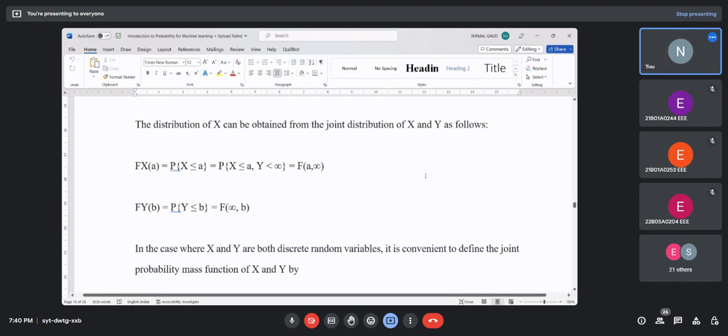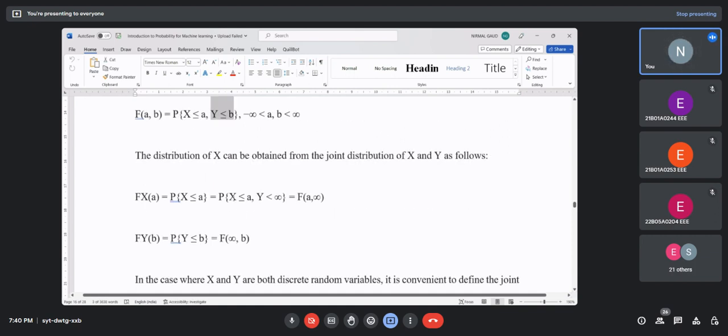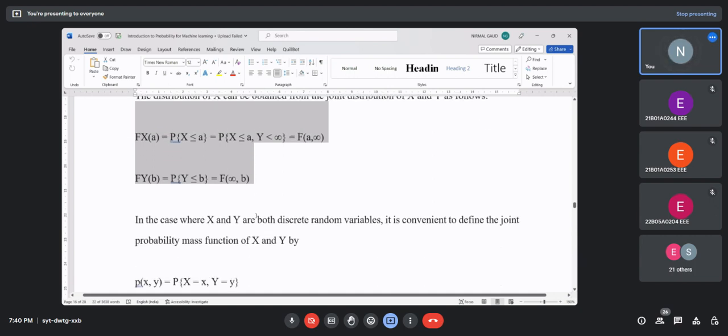Okay, F of infinity, b. So I'm considering here a, infinity, so it should be here infinity, b, because overall your x is less than or equal to a, y is less than or equal to b. So that's what I considered, x less than a, here I considered y less than b, and this is how I distributed for both x and y.